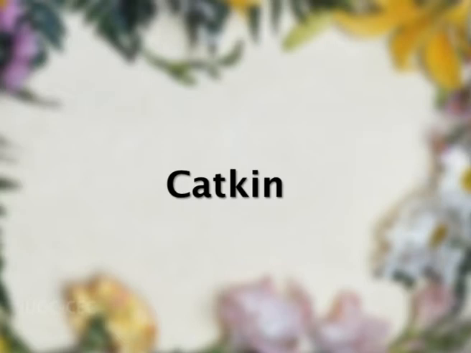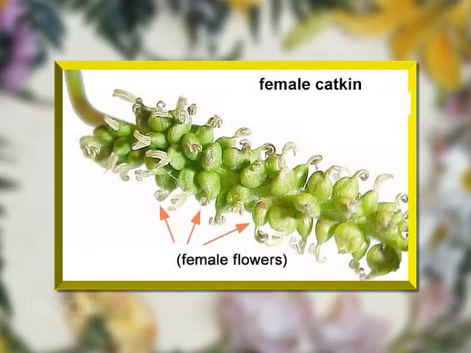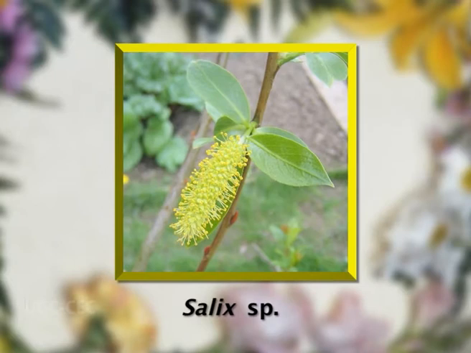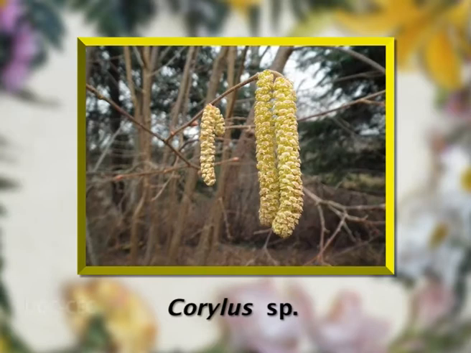Catkin is another type of racemose inflorescence. It is also known as amentum. A catkin is like a spike but with a long pendulous axis which usually bears naked unisexual flowers subtended by scaly bracts. This is the typical inflorescence of morus or mulberry, salix which is willow, populus or cottonwood, and corylus known as hazelwood.